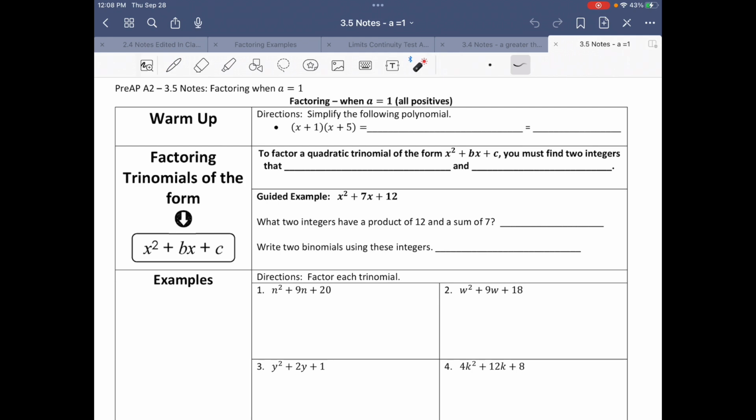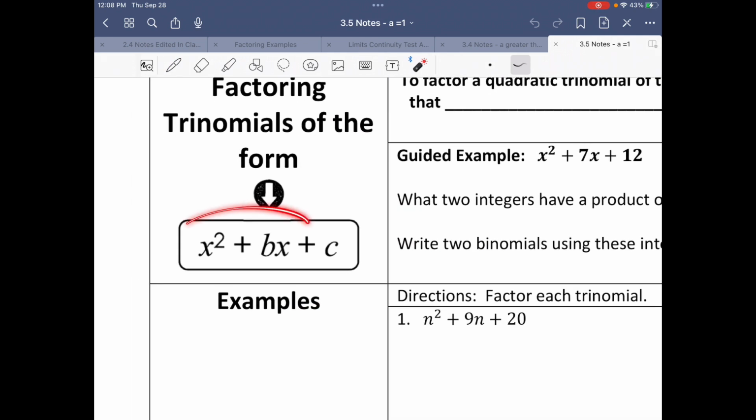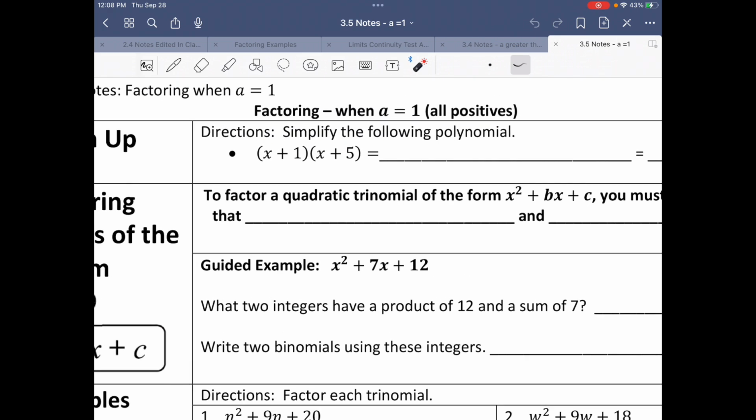So I actually went backwards a little bit with the factoring. Typically, most teachers start with this type, where the A, or the leading coefficient of my standard form, is a 1. I went backwards. Okay, so this is what we've been doing. Okay, we are undistributing a set of factors.